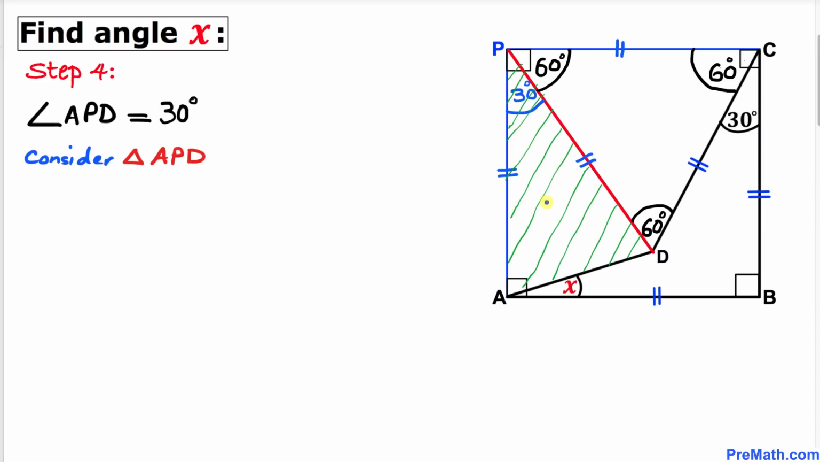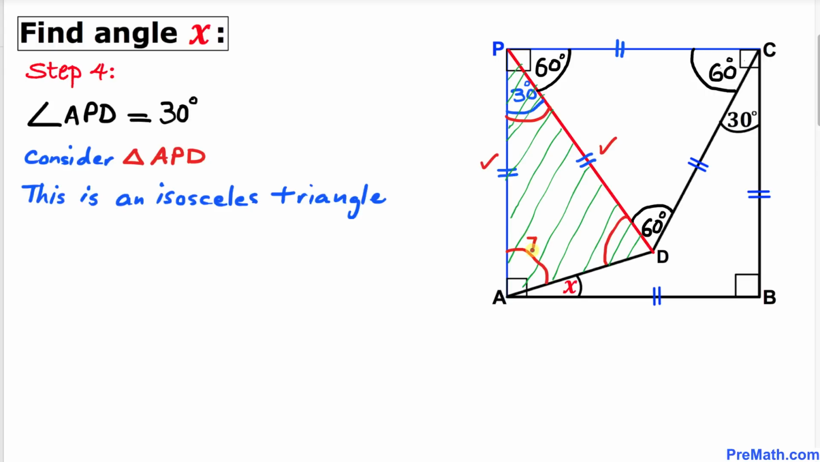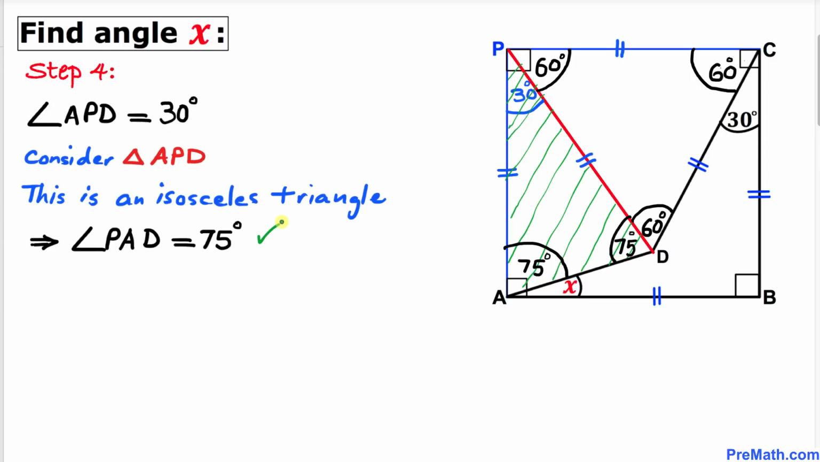And now let's focus on this triangle APD. And we know that this is an isosceles triangle since this side is equal to this side. So therefore this angle has got to be equal to this angle. If this angle is 30 degrees, then these both angles are going to be 75 degrees each. So thus our angle PAD turns out to be 75 degrees.